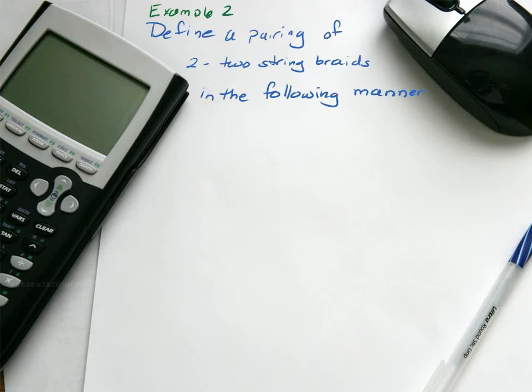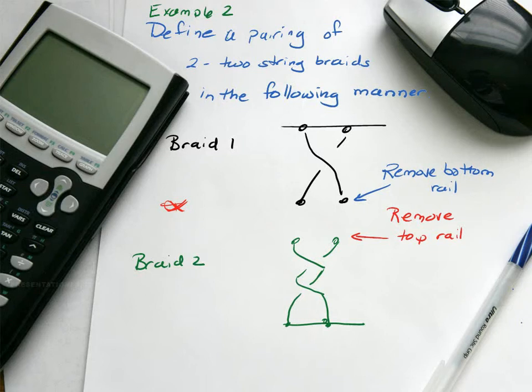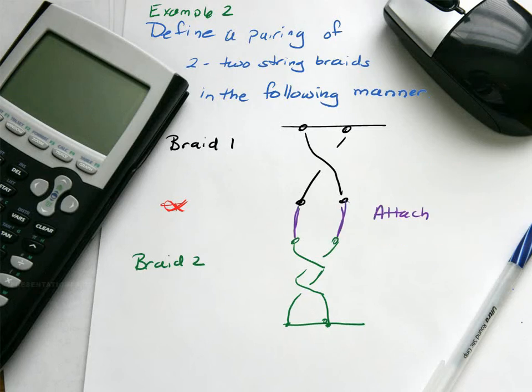Okay, let's go to something a little bit more weird. Let's look at how we can pair two-string braids. I'm going to pair them in the following way. If I take braid 1 and braid 2 and put it right underneath braid 1, the first thing I'm going to do is remove the bottom rod from this one and the top rod from that one, and then attach the two braids. That's how I'm going to glue two braids together.